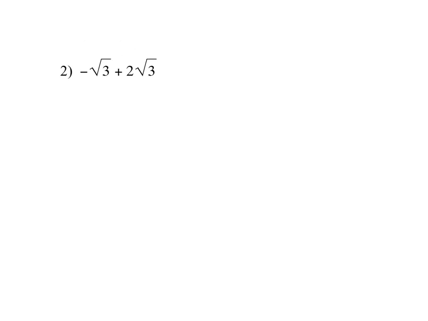Next one. So again, I have a negative 3 square root of 3 plus 2 square root of 3. The radicals are exactly the same. So that means that I have a negative 1 plus 2 square root of 3, which is 1 square root of 3. So just the square root of 3.